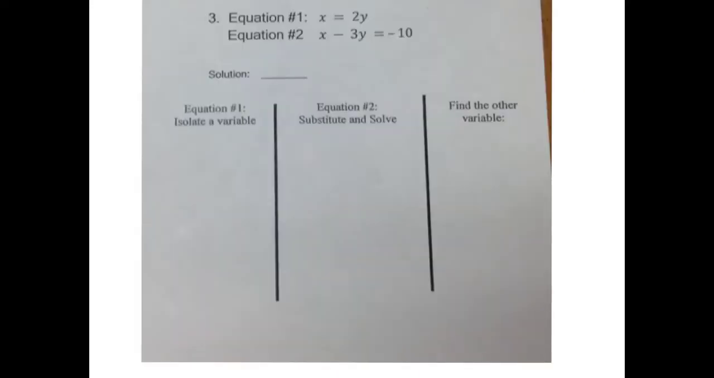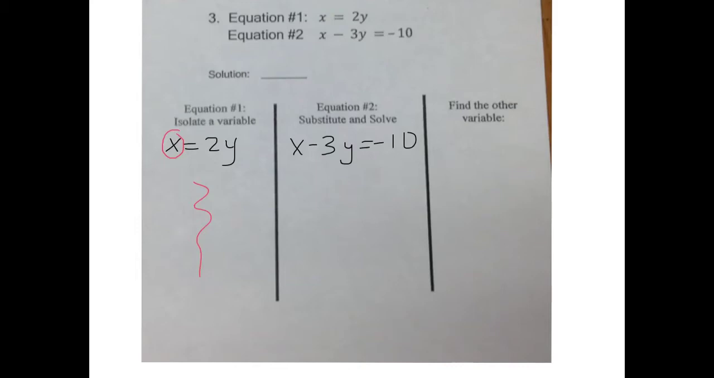Alright, so in substitution we learned that you have to get one of the equations and isolate the variable. So let's look at equation number 1, x equals 2y. This already has x isolated on the side, and so that means this is ready for substitution. If x wasn't by itself, we'd have to do some solving work right here to get it solved for one of the letters, but since it's ready, we're ready to go ahead and go to equation 2. X minus 3y equals negative 10.